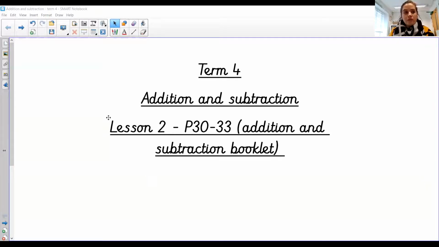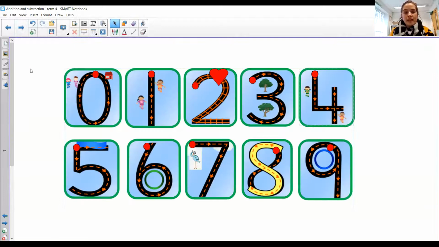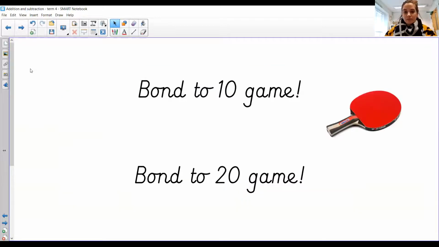But first of all, before we begin, we're going to pause the video. You guys are going to pause the video and you're going to choose a number that you would like to focus on and see if you can remember any of the rhymes for these numbers. Off you go. Well done. I hope you had lots of fun practicing your numbers.